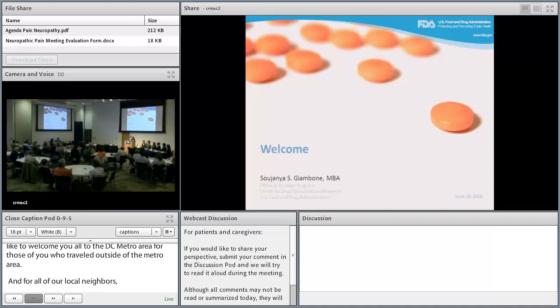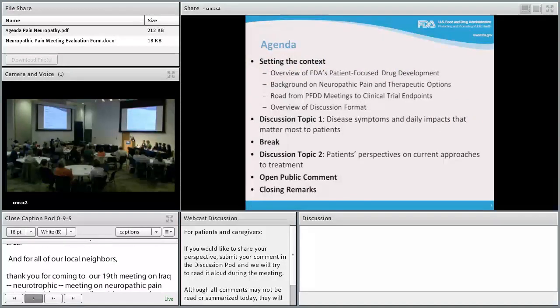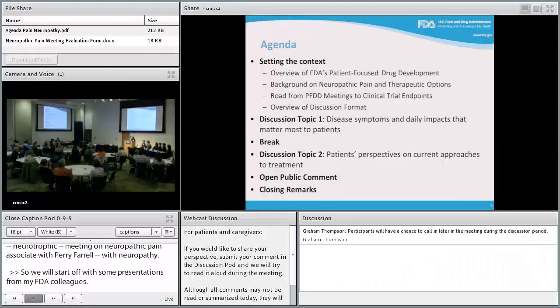We have a really great day of discussion ahead, and what I'd like to do is just go over a few housekeeping items, go over the agenda, and then we'll get started. So, next slide, please. We're going to start off with some presentations from my FDA colleagues. They'll provide an overview of the FDA's patient-focused drug development initiative, some background comments on neuropathic pain and therapeutic options. We'll have a presentation on clinical trial endpoints, and then I'll come back and go over the discussion format for the day.